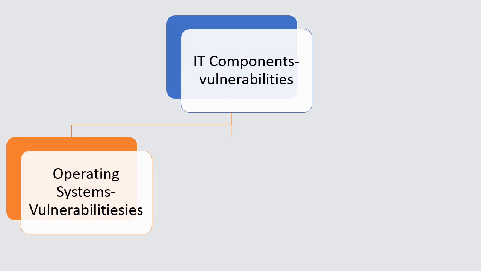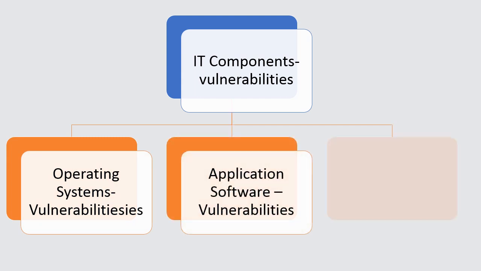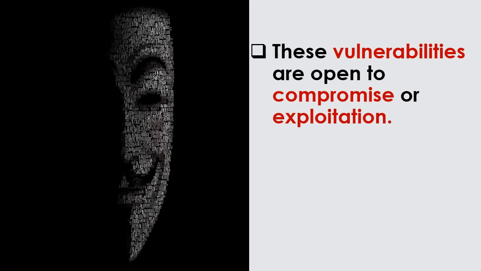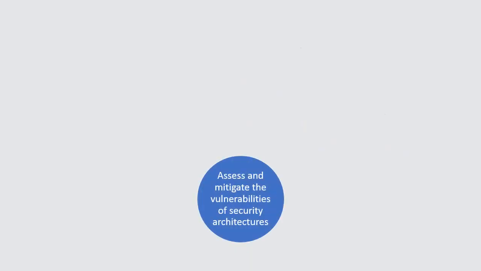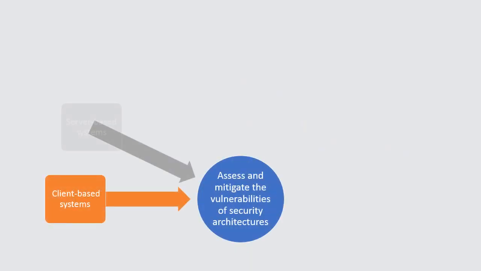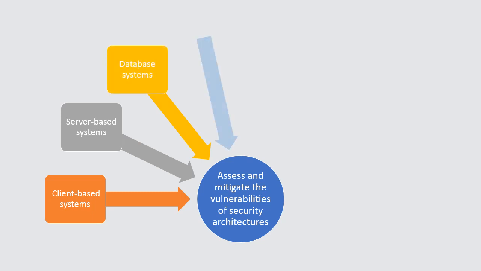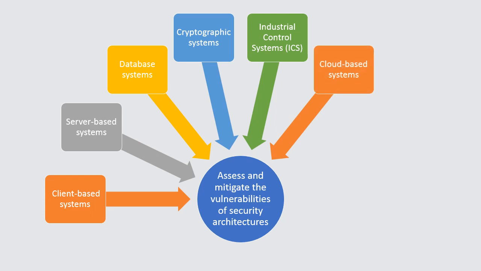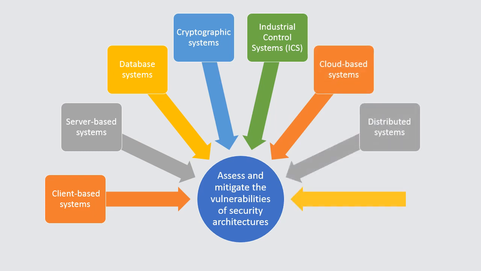IT components, such as operating systems, application software, and networks have many vulnerabilities. These vulnerabilities are open to compromise or exploitation. We will discuss assess and mitigate the vulnerabilities of security architectures: client-based systems, server-based systems, database systems, cryptographic systems, industrial control systems, ICS, cloud-based systems, distributed systems, and Internet of Things, IoT.